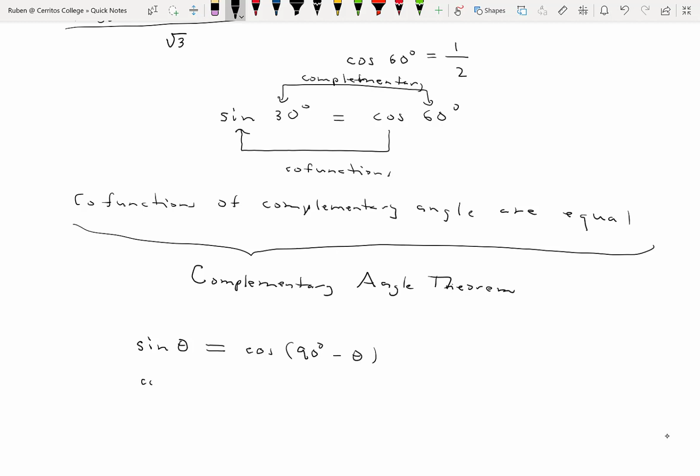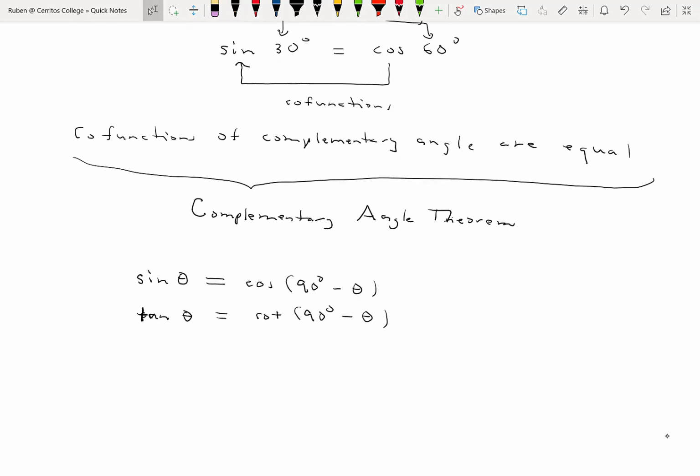Well, here's another one. The tangent of theta equals, what's the cofunction of tangent? Cotangent. What's the complementary angle of theta? 90 minus theta. There's 2 out of 12. You don't have to memorize all 12. Cofunctions of complementary angles are equal. Secant, cosecant, theta, 90 minus theta. There's 3 out of the 12.